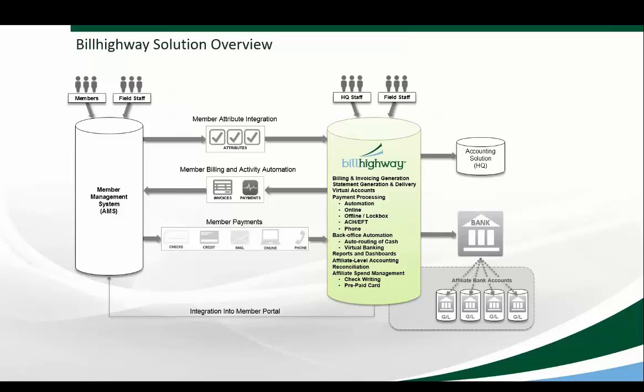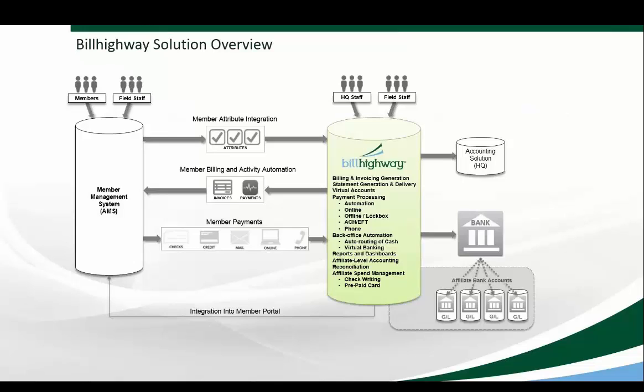From there, we take that information within the Billhighway platform and we generate an invoice or a statement for those members. When we do that, we create all of the associated accounting entries within our platform and book them to the general ledger. And that information can be integrated to an external general ledger or maintained within Billhighway's general ledger structure as well. From there, we virtualize cash accounts as we're collecting payments.